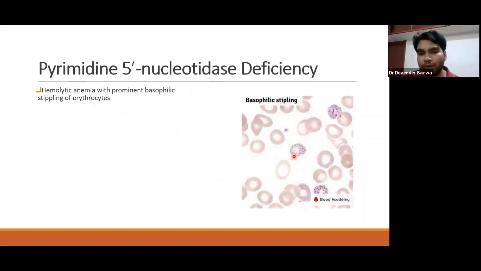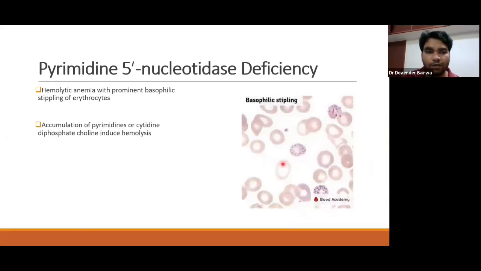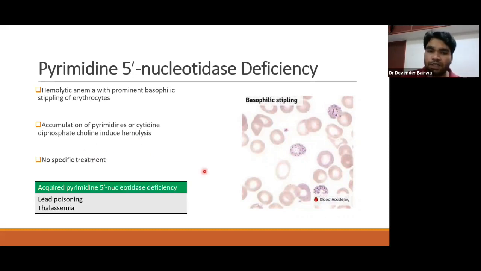Because the pyrimidine 5' nucleotidase enzyme is not working properly, there is no formation of proper RNAs. So these blue dots are because of condensed RNA. There will be accumulation of pyrimidine, cytidine diphosphate choline, and when this collection happens, it induces hemolysis of these cells. No specific treatment for this condition.